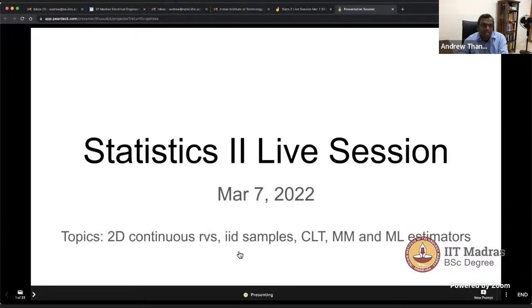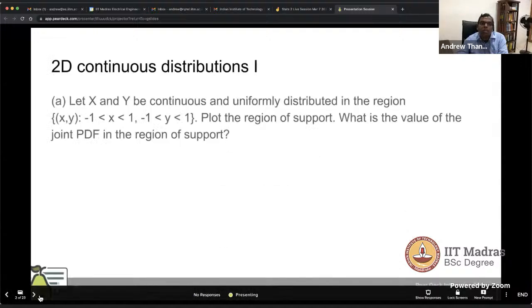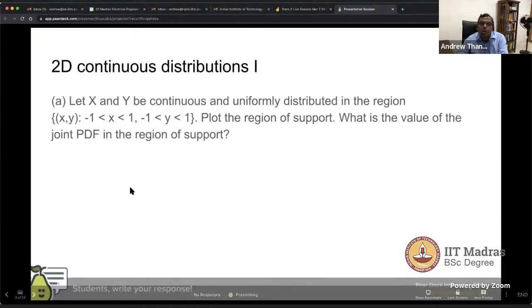Okay, so let's go ahead. The first problem, we're going to jump into the problems right away. The first problem is a fairly straightforward question. X and Y are continuous random variables uniformly distributed in a particular region. So I've asked you to plot the region of support. I don't think you can enter the plot here, but what you can enter is this value of the joint PDF in the region of support. Okay, so it's a very easy problem to start off. Let's see.